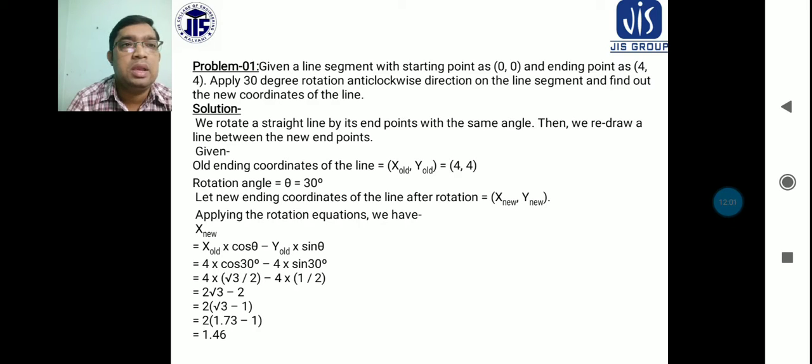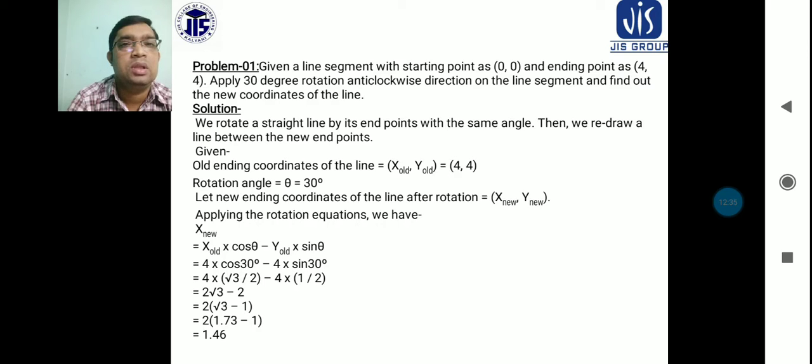Then we redraw a line between the new end points. Given the old ending coordinates of the line are (x old, y old), where old means the starting values, here the ending point given in the question, (4, 4). This is called x old and y old.